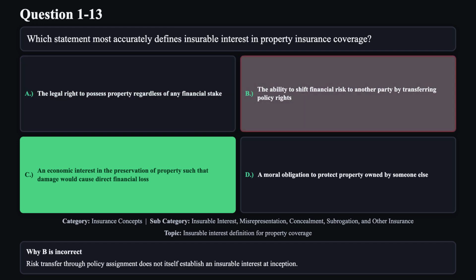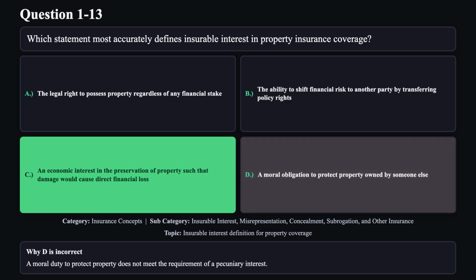Reason B is not correct. Risk transfer through policy assignment does not itself establish an insurable interest at inception. Reason D is not correct. A moral duty to protect property does not meet the requirement of a pecuniary interest.